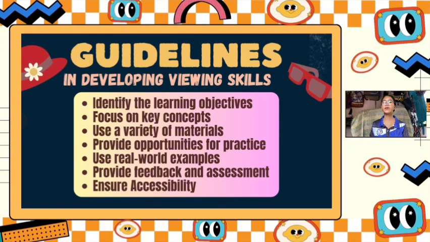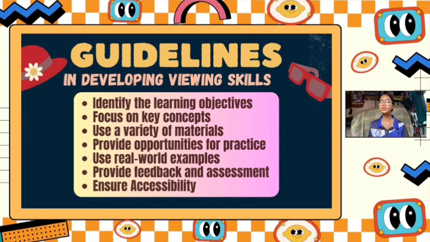Now let's proceed to number 5, which is use real world examples. This means that we are to utilize visuals from current events, social media, and popular culture to make learning relevant and demonstrate the practical application of viewing skills. This part is very practical in nature, using real world examples. When we say real world examples in teaching our students, they are to be interested because they can relate to that certain example.